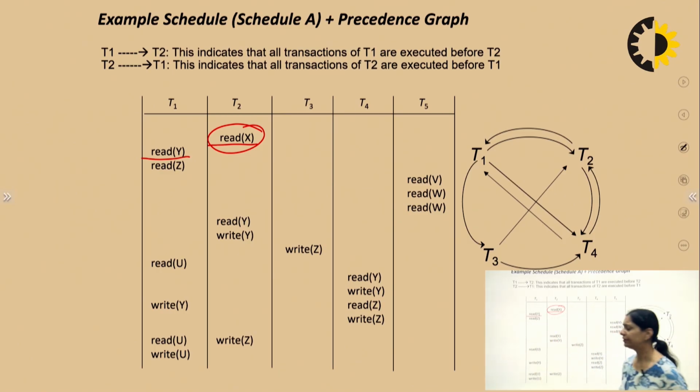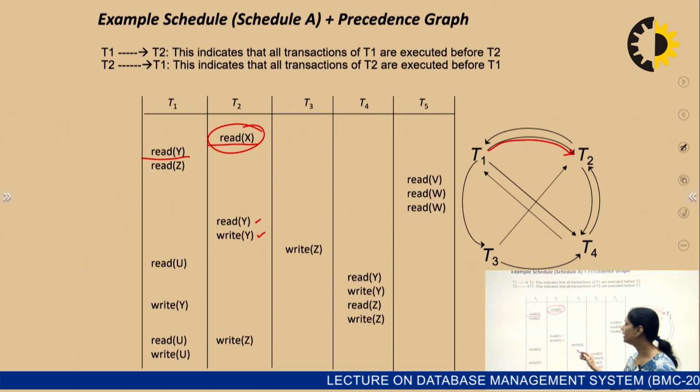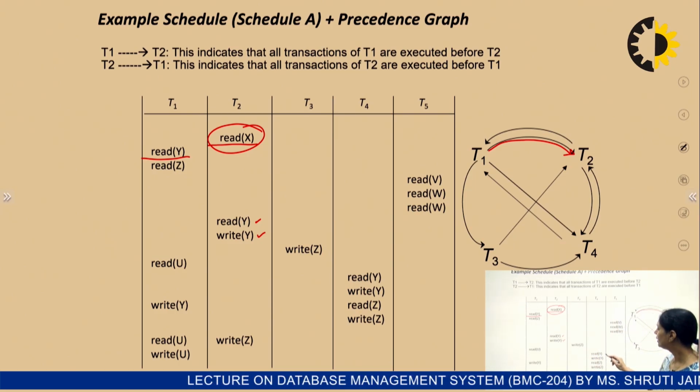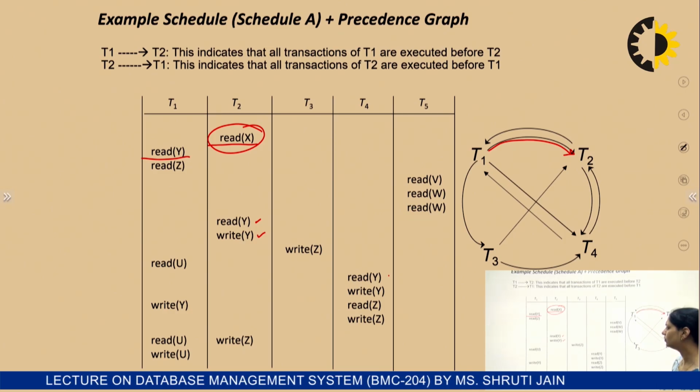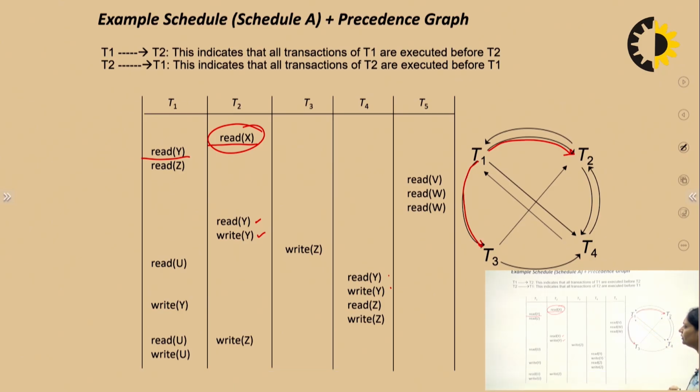The next operation that we have is read Y. We'll check for Y. We have read Y in T2, and because read does not conflict with read, it will not conflict. But we have write Y also over here in T2. In that case, we'll have an edge from T1 to T2 like this. We'll check for T3. There is no operation on Y. Here we have an operation on Y, read Y, no conflict. But write Y will conflict over here. So we'll have an edge from T1 to T3.